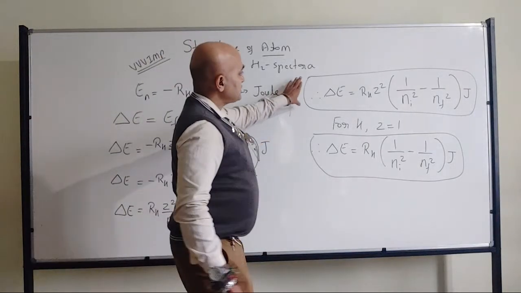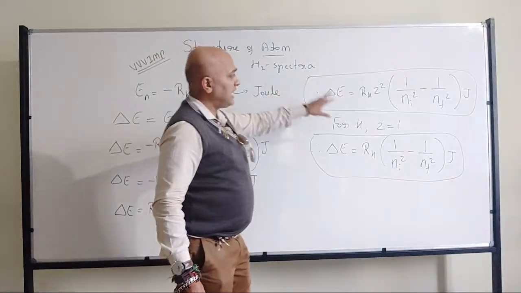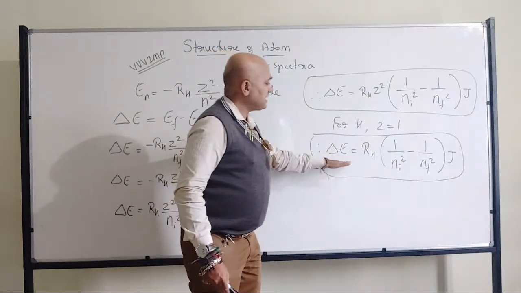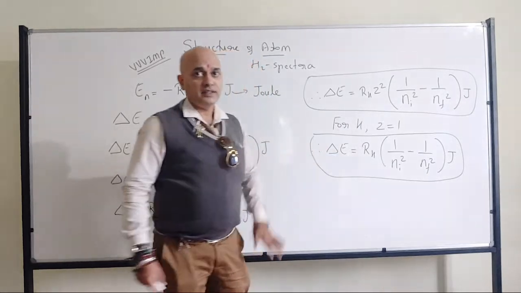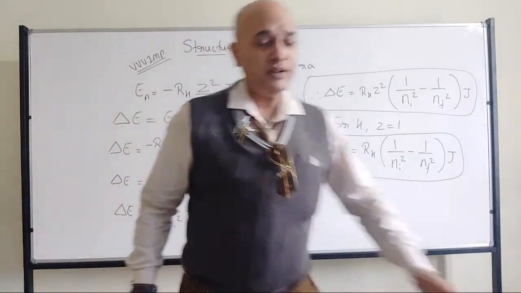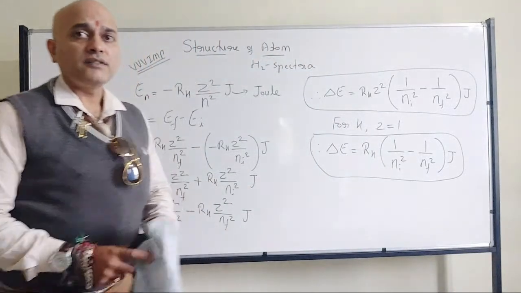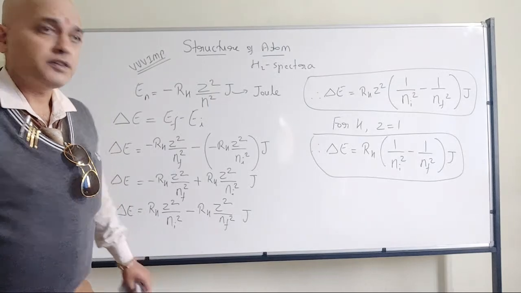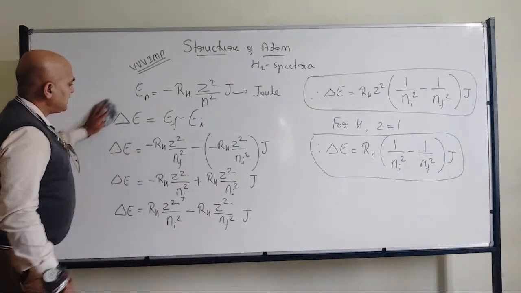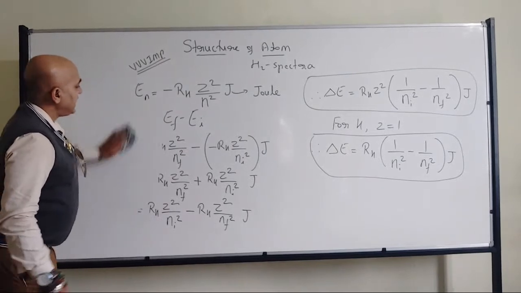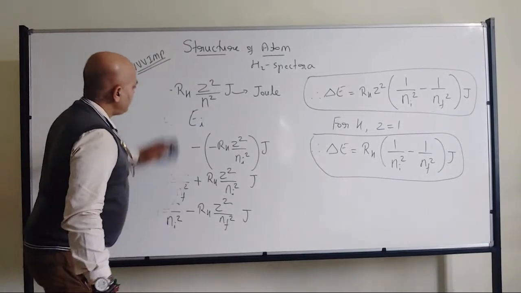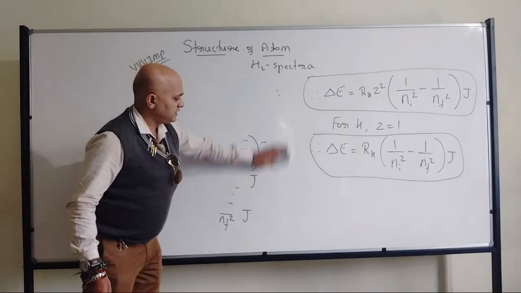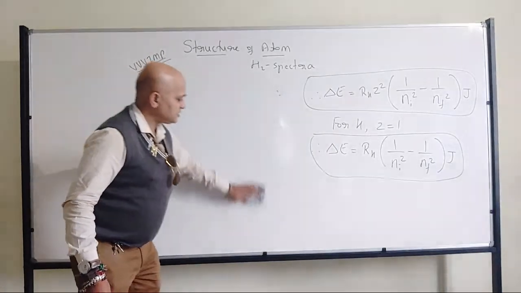So if you are writing this for the hydrogen spectrum, you have to mention that for hydrogen Z is equal to 1. That's it. Or you can directly write this equation. No need to worry. All of you have understood? Fine. Any doubts? Okay, so this is where we have the equation in terms of energy, the hydrogen spectra equation with respect to the difference in energy.